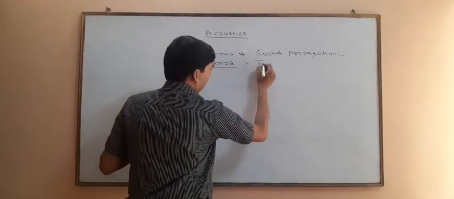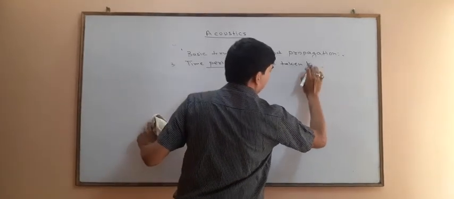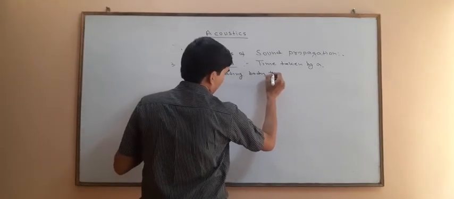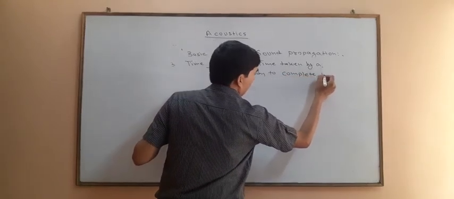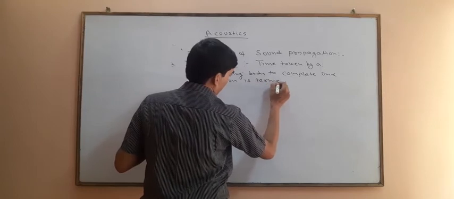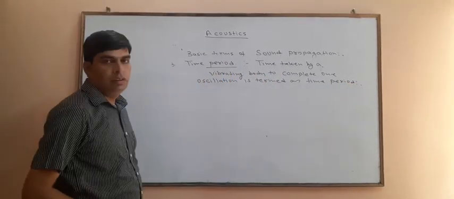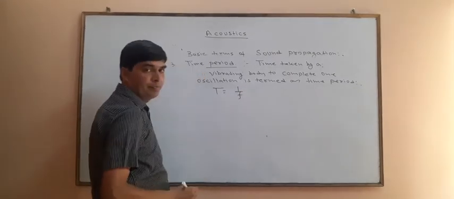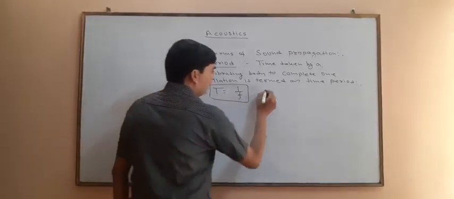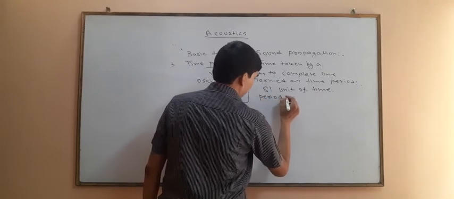So the time taken by a vibrating body to complete one oscillation is termed as time period. It is just again the reciprocal of frequency. So when we divide 1 by frequency, we get the time period. Its SI unit is second.